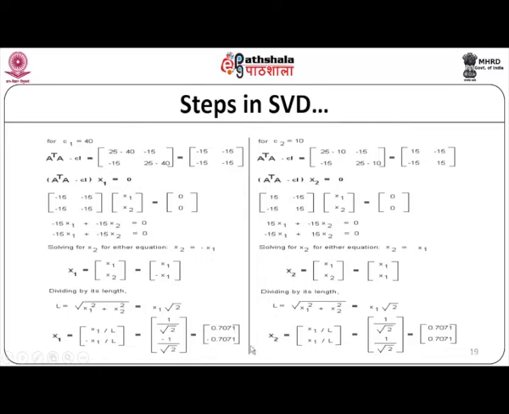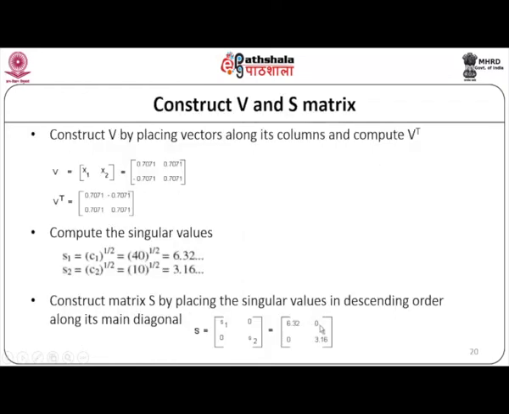So, this will be one vector, and for the other eigenvalue C2 equal to 10, you will get another vector. Having derived the two eigenvectors, next you can construct the V matrix. I told you the V matrix is going to be the eigenvectors placed in a vertical fashion. So, place x1 as one column and x2 as another column. Now, take the transpose of this, which is an exchange of the rows and columns. So, when you take a look at this, you will now find the eigenvectors placed horizontally.